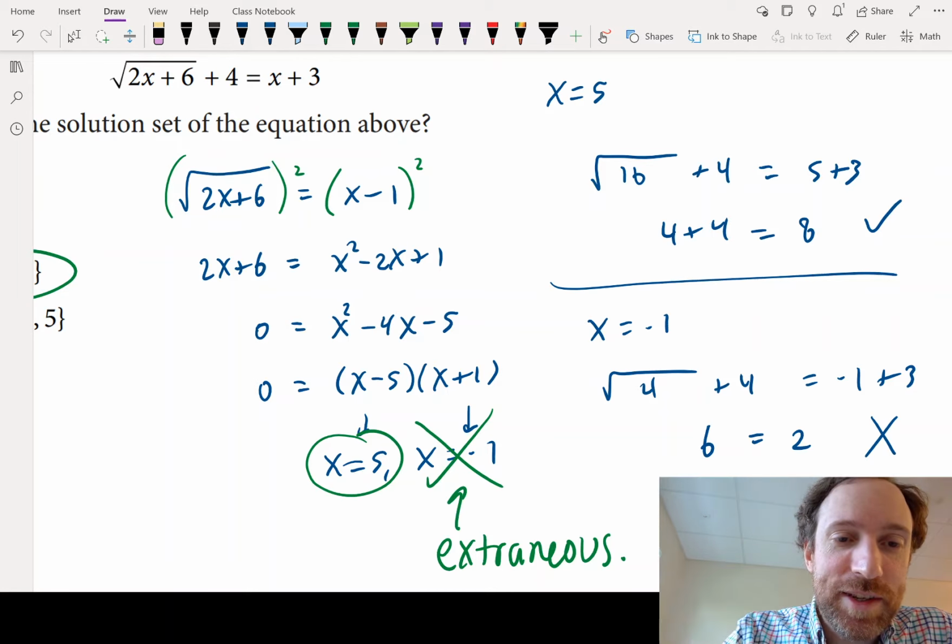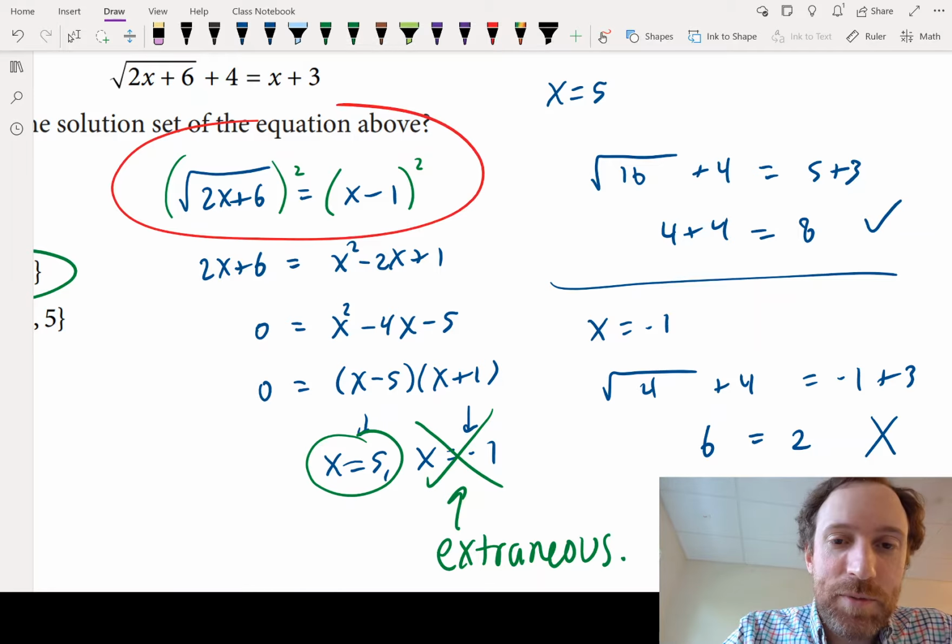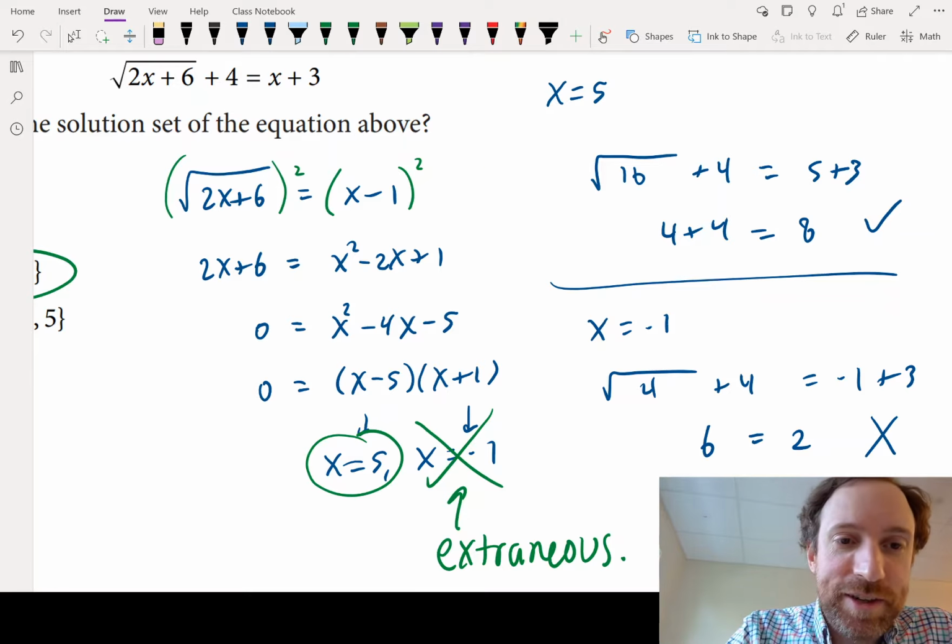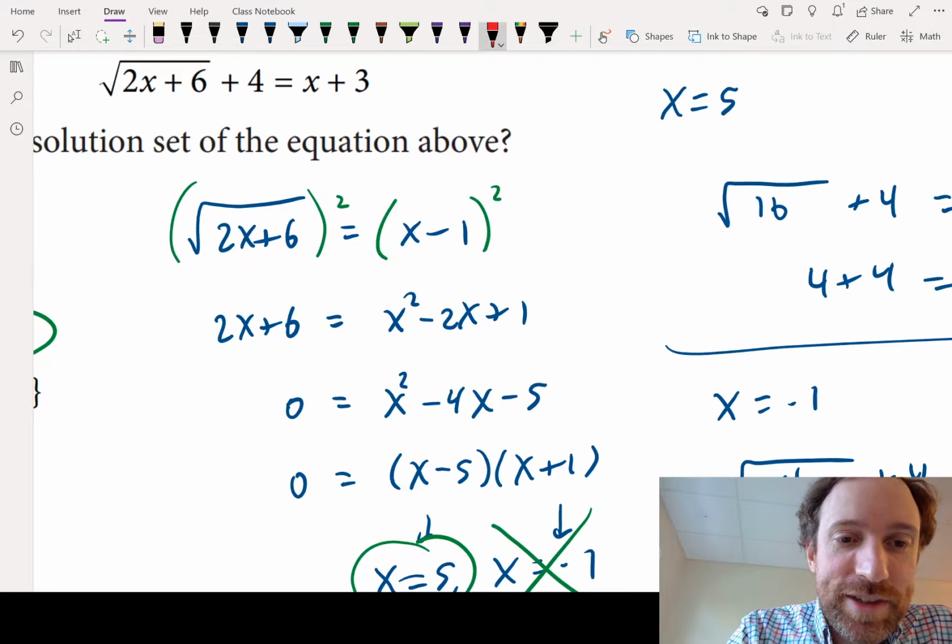Imagine the next step here. What if you plug in -1 here? If you plug in -1 to this step, you get the square root of 4 equals -2.